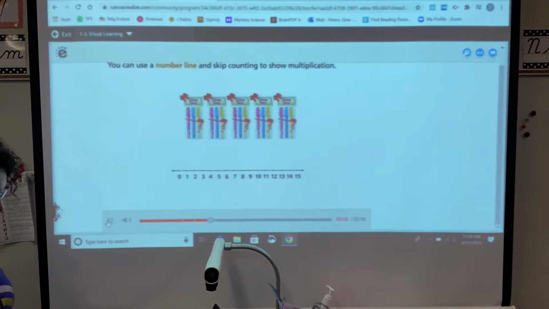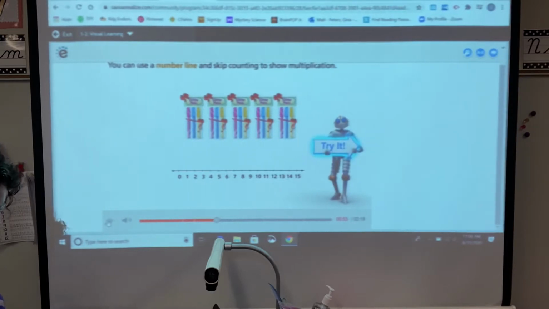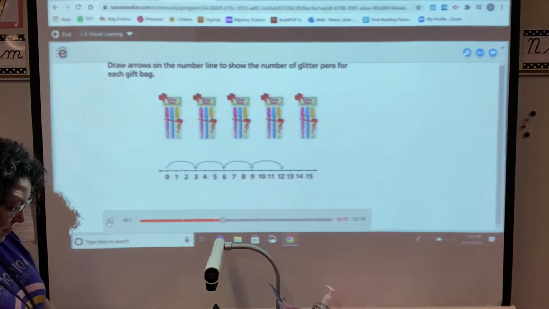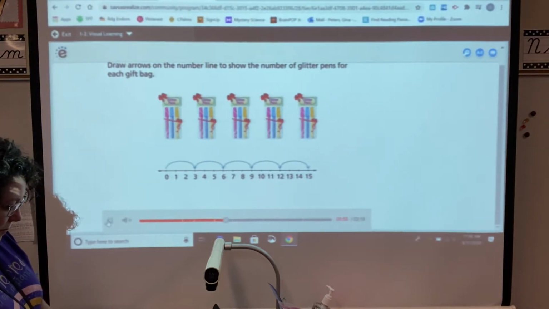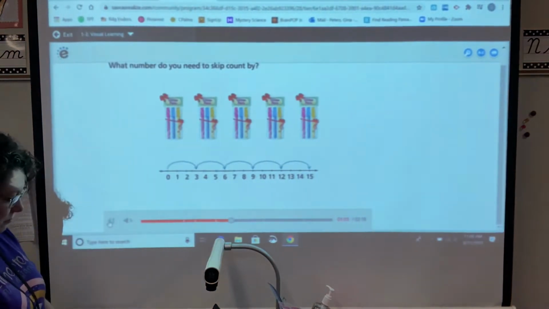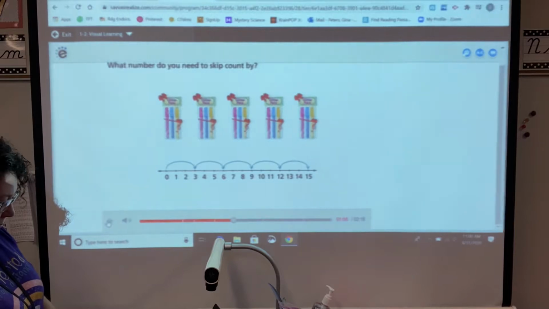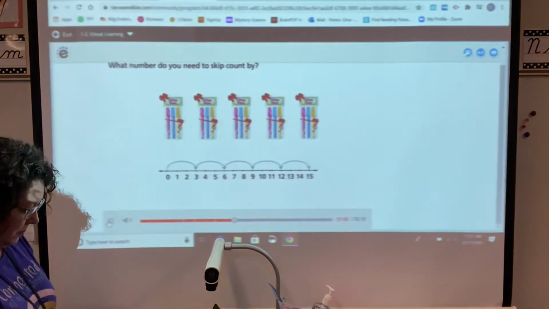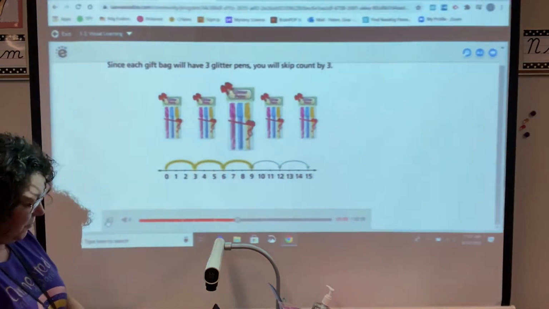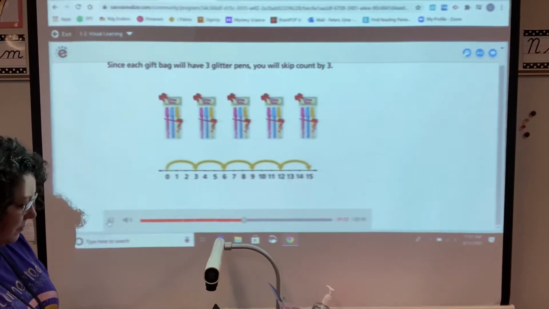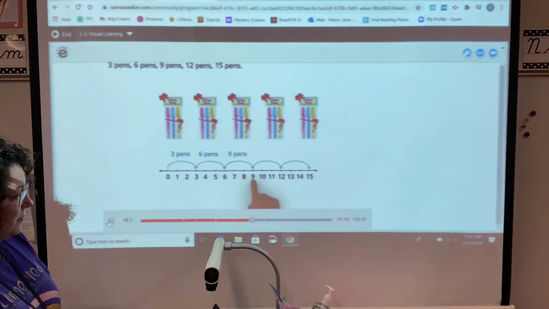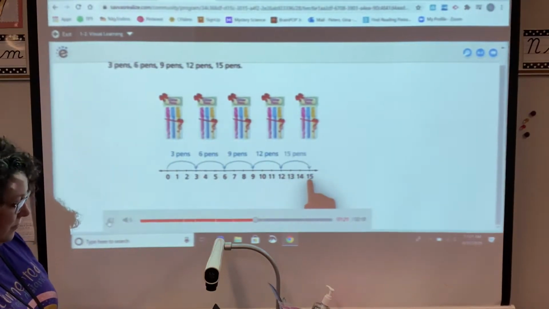You can use a number line and skip counting to show multiplication. Draw arrows on the number line to show the number of glitter pens for each gift bag. What number do you need to skip count by? 3, because she wants to give each friend 3. Since each gift bag will have 3 glitter pens, you will skip count by 3. 3 pens, 6 pens, 9 pens, 12 pens, 15 pens.